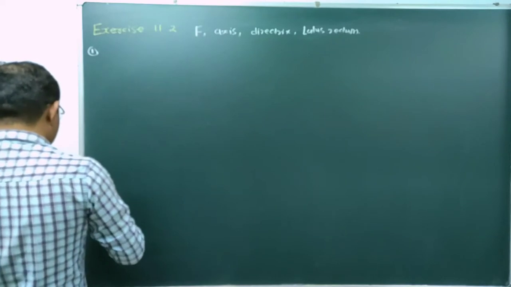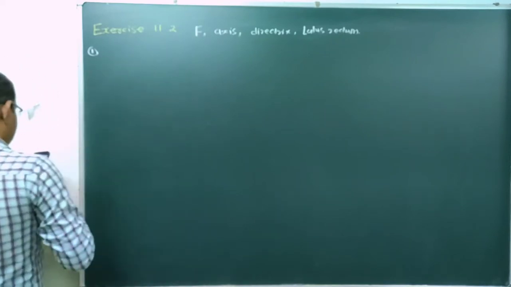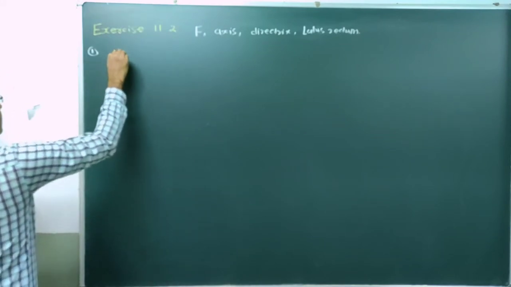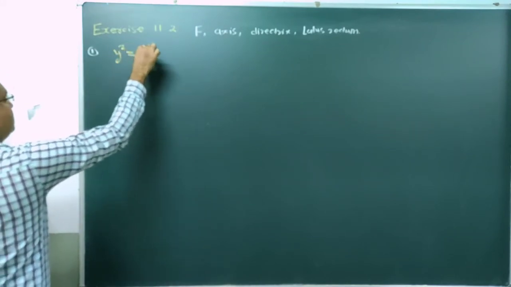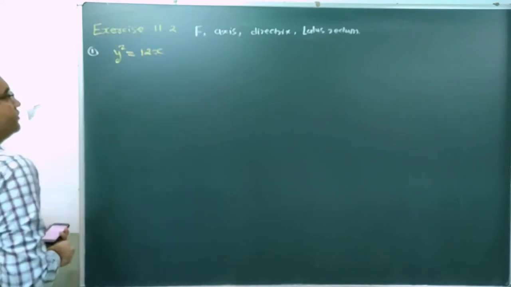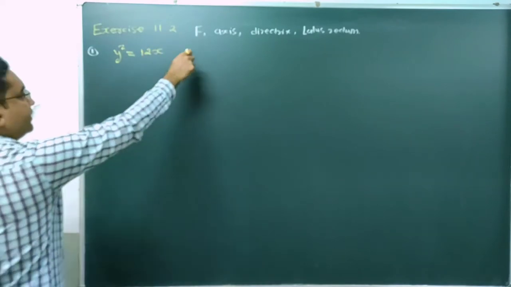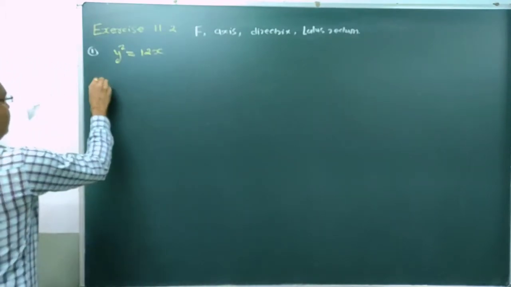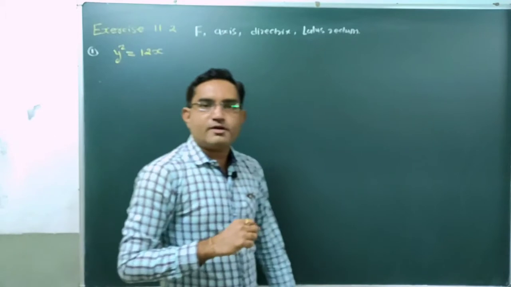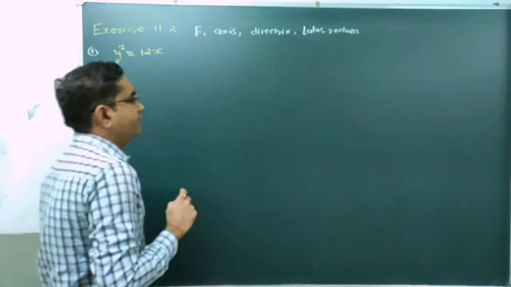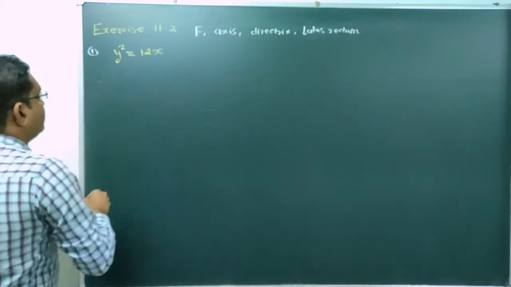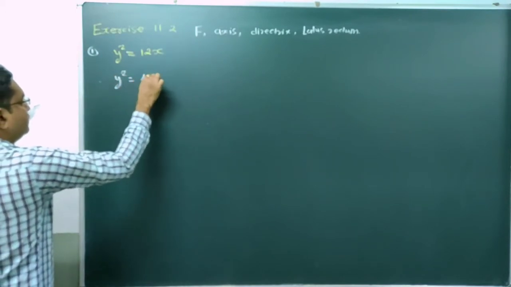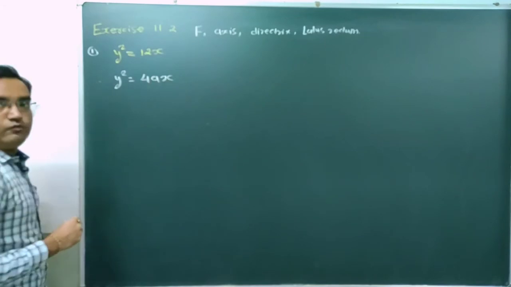Question number 1. The equation of parabola is y square equal to 12x. For this parabola, we have to find focus, axis, directrix, and length of latus rectum. First, total 4 types of parabolas are there. Here, the given equation y square equal to 12x is in the form of y square equal to 4ax.